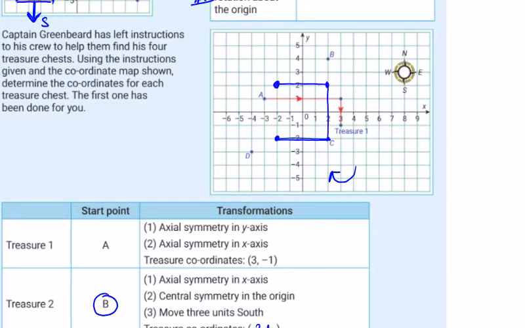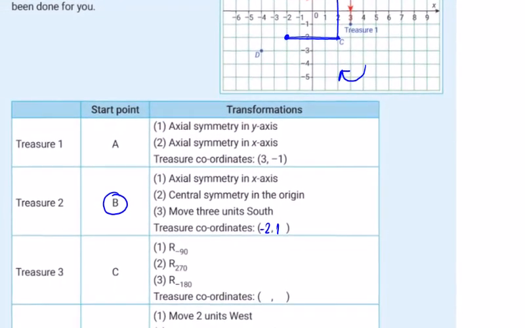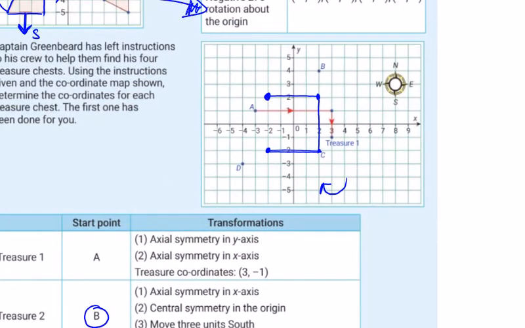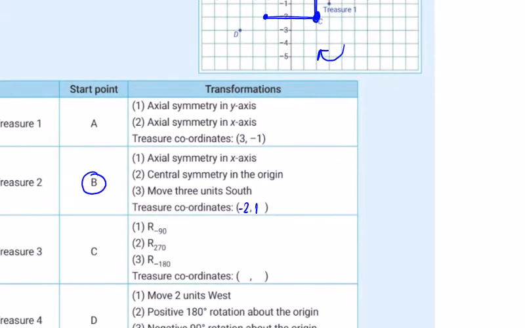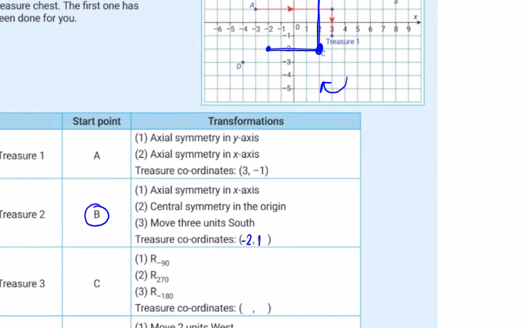That's positive 270, and then I gotta do negative 180 from here. So negative is back in this direction, so I'm going back to here and then back to actually where I started. Going back to the point C, so maybe Captain Genius Greenbeard should have told us that before we started looking for it. 2, minus 2.